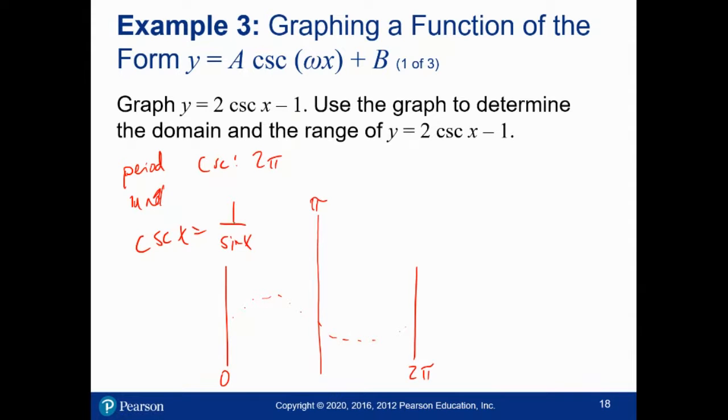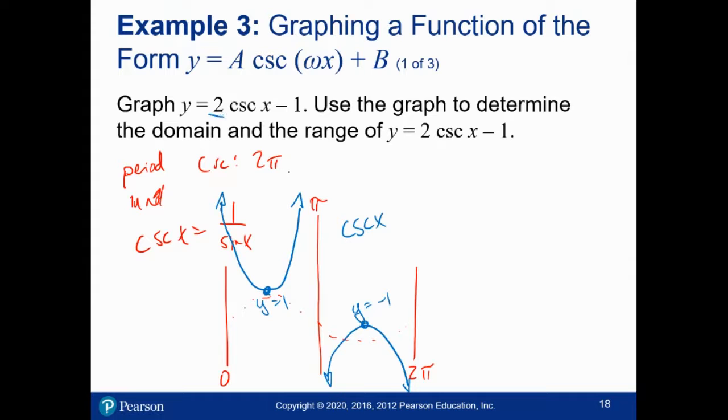If sine had a positive hill, cosecant has a positive cup with vertical asymptotes there, coming down to this minimum value of 1. And where sine has this negative hill, cosecant has this negative cup coming down to a maximum of -1. So here is my generic curve for cosecant x.